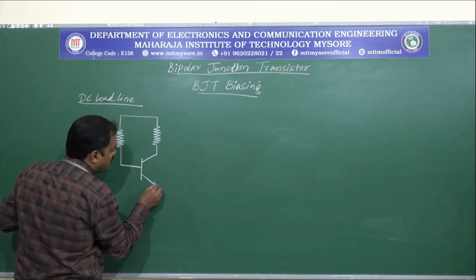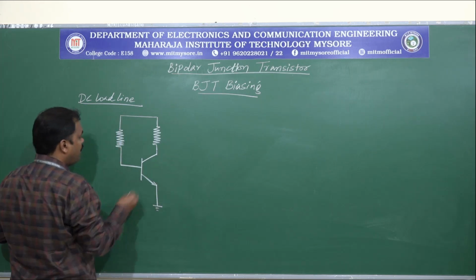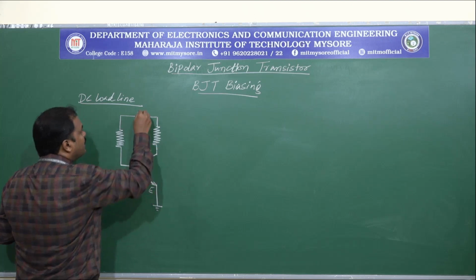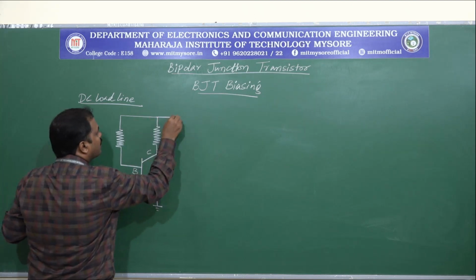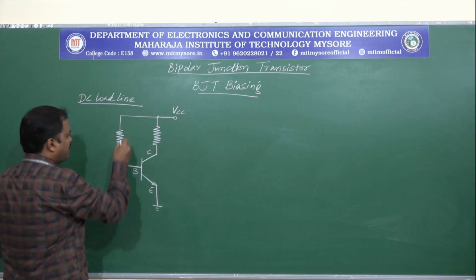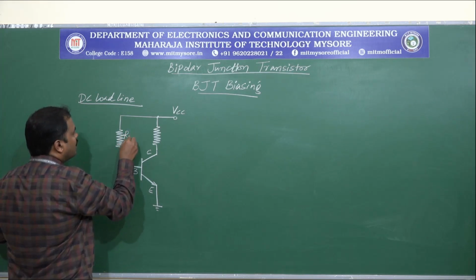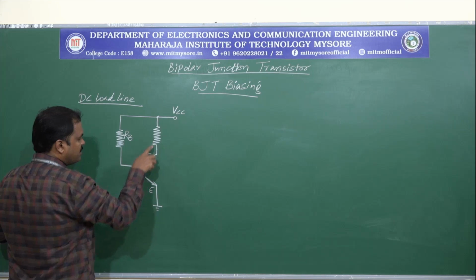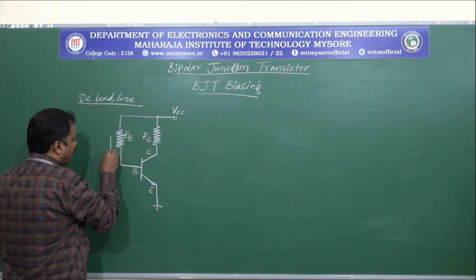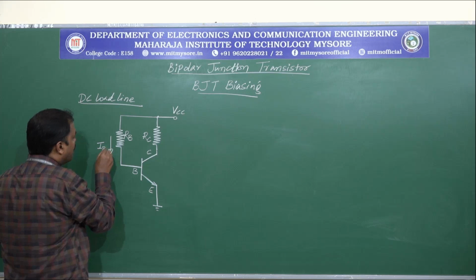This is the emitter terminal. Let us connect this to ground potential, and this is the base, this is the collector. Let us connect a supply voltage VCC, and this is the resistance connected to the base terminal. Let us call this RB, and this is the resistance connected to the collector terminal. Let us call this RC, and the current that flows into the base, we'll call this IB.